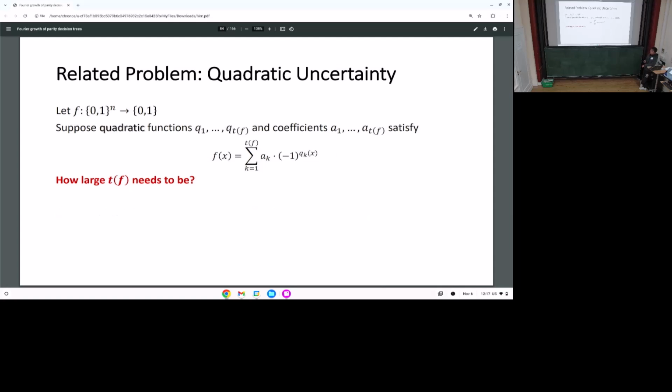And things become interesting when you replace the linear functions with quadratic functions. So now we have quadratic functions Q1, Q2 up to Qt, and we still have those coefficients A1 up to At. And we want to write f as a linear combination of these quadratic functions. So it's the sum of AK times minus 1 to the QK. And now the question is, again, how sparse can this be? What is T(f)?